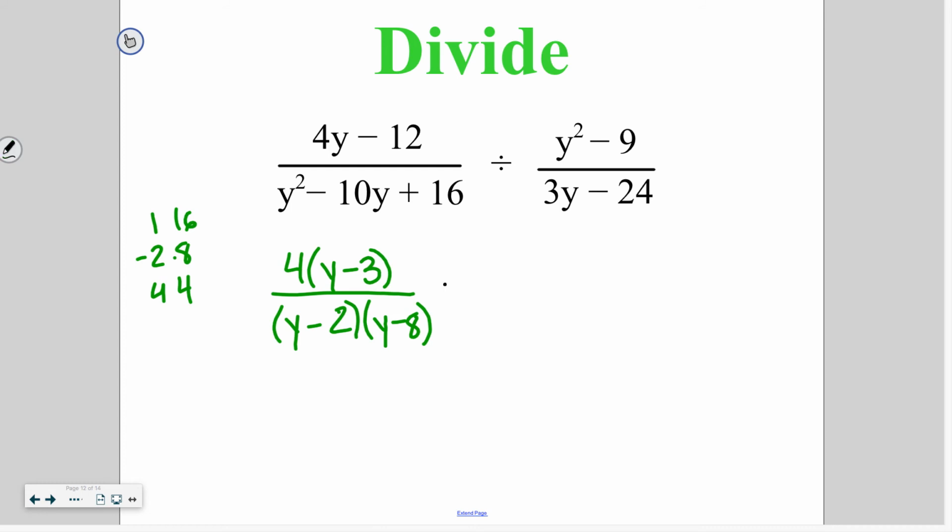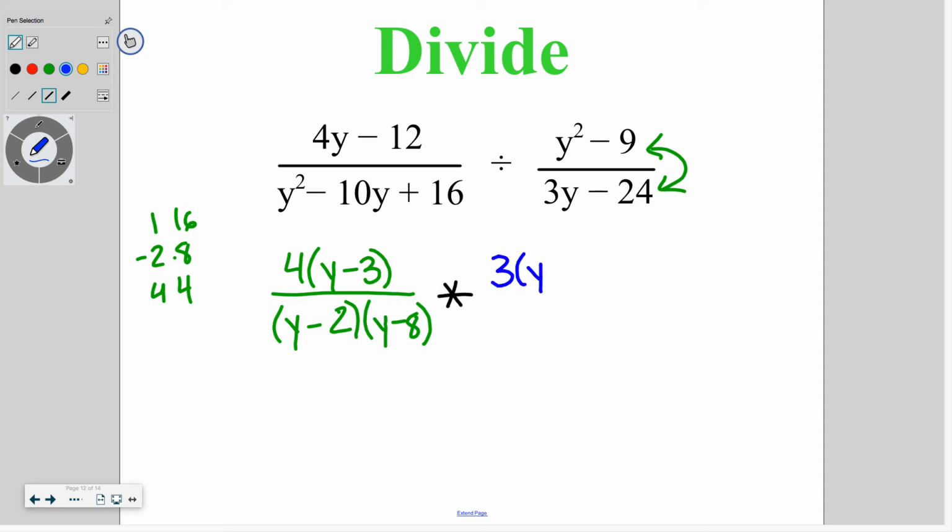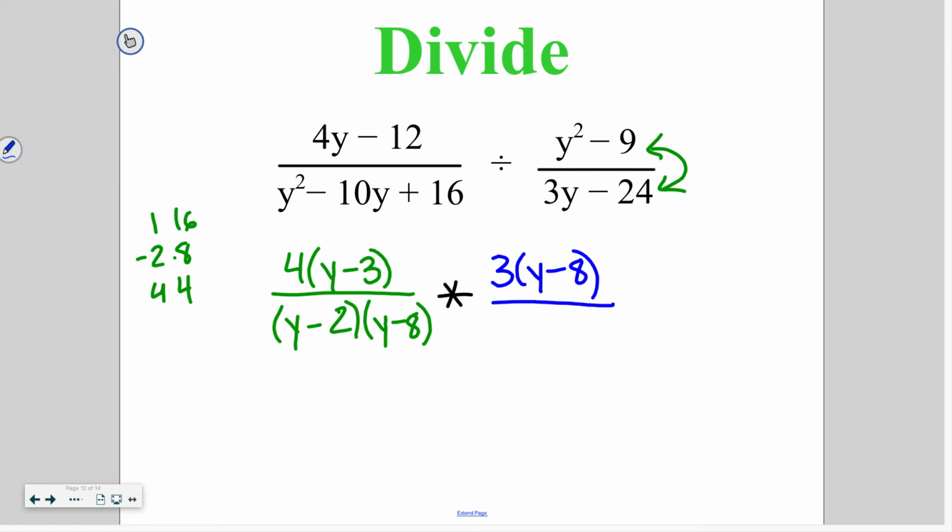Then I need to change the sign, and I'm going to flip these 2 over. So these denominator values now are in the numerator. So my GCF is 3, and I have a y minus 8 left over. That was in the denominator, now it's in the numerator. And then again, up top, which is now going to be in the bottom, I have one of those special cases, that difference of squares, which can be broken down into the negative and the positive case.